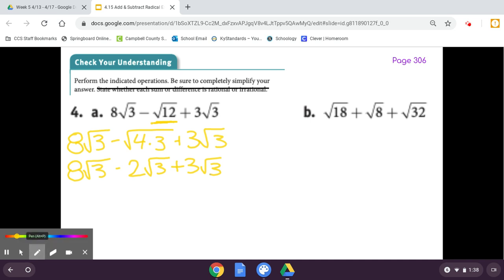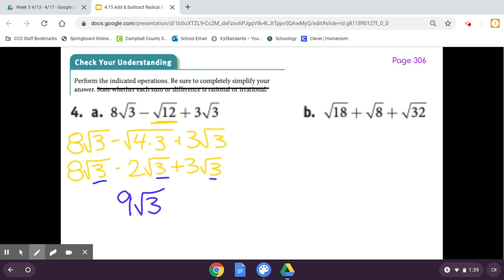Now I have a whole bunch of common numbers underneath the radical, so I can just add them all together. So 8 minus 2 is 6, plus 3 is going to give us our 9 square root of 3 as our answer.